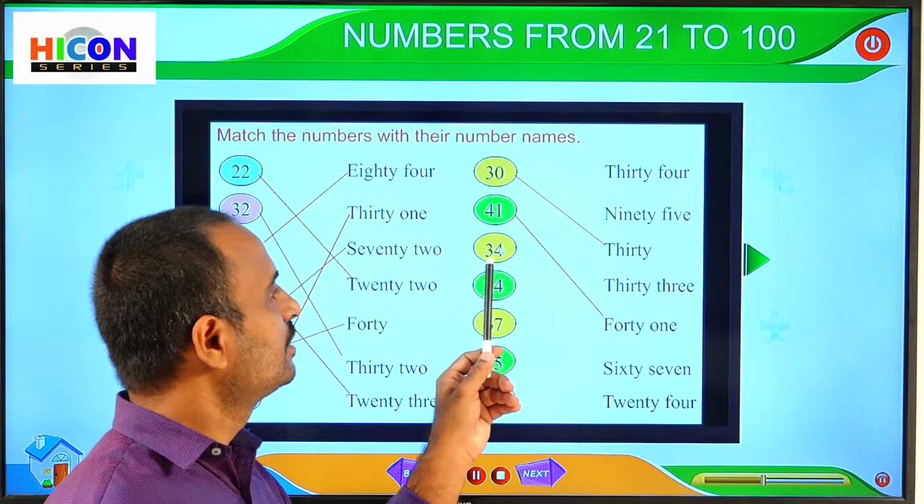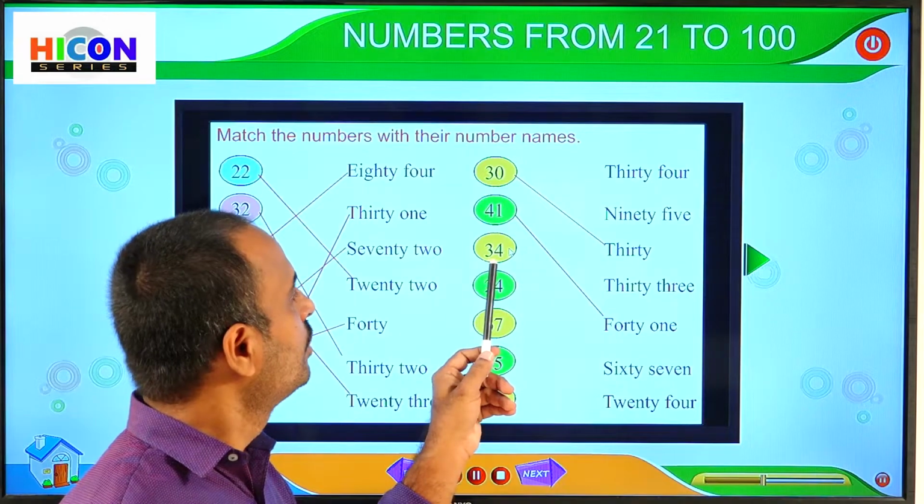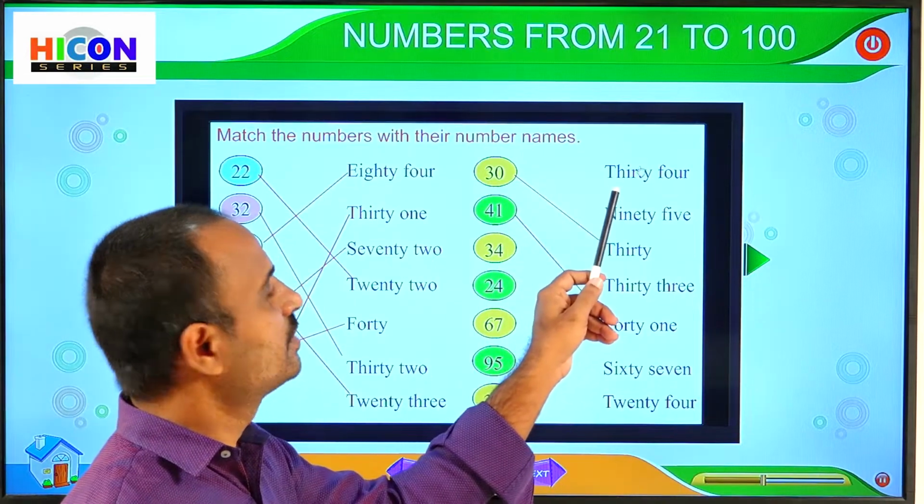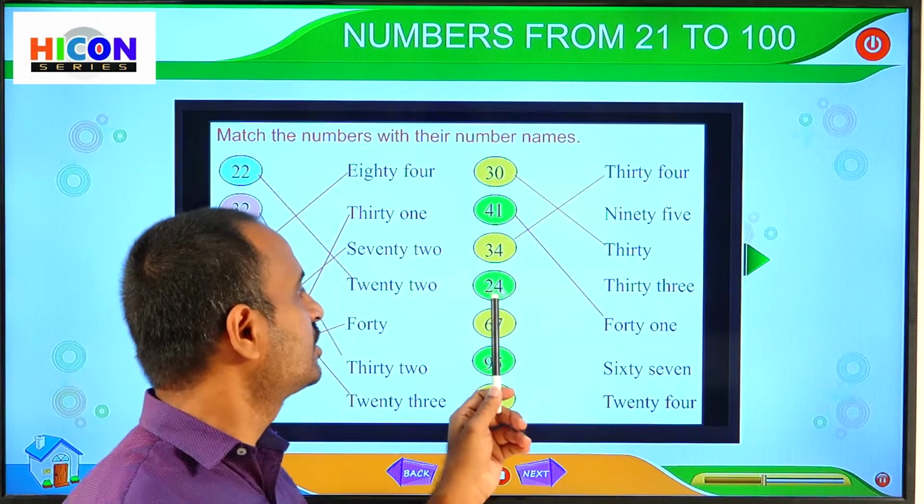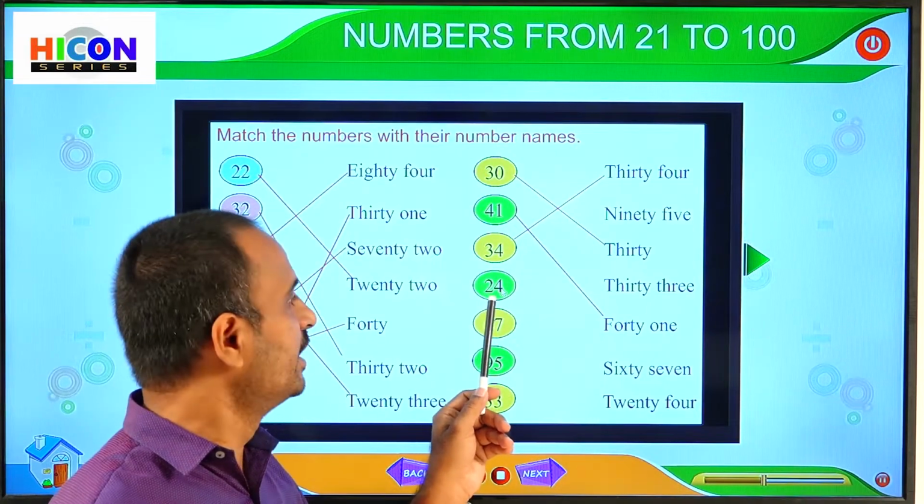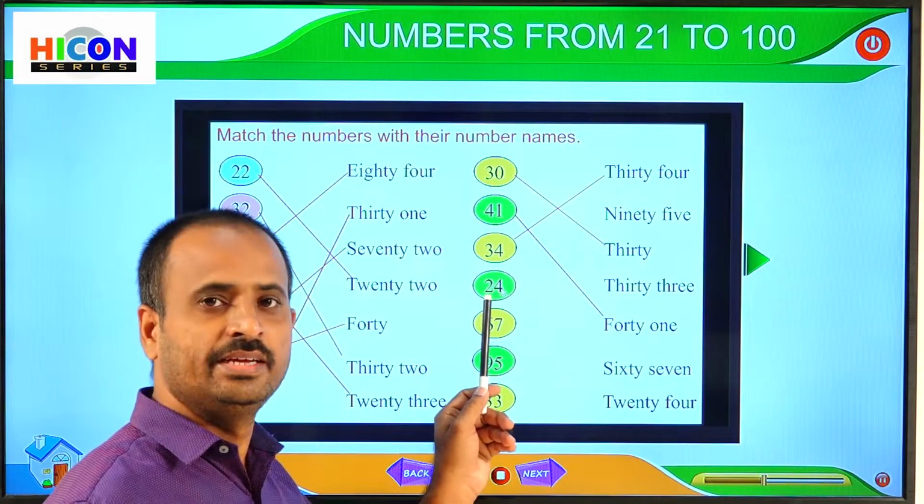So next number is 34. So this can be read as 34. Where is 34, children? So see the first one. So match the 34 with the first one. See the next number here. So how can we read this number? 24. 24 can be read as 24.